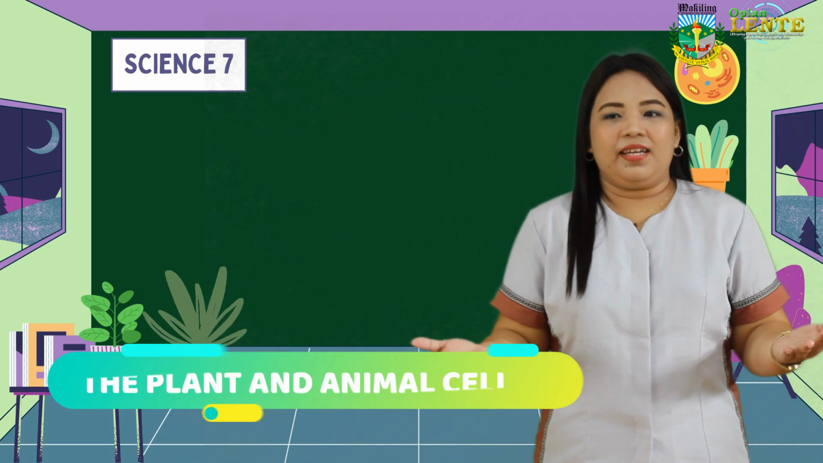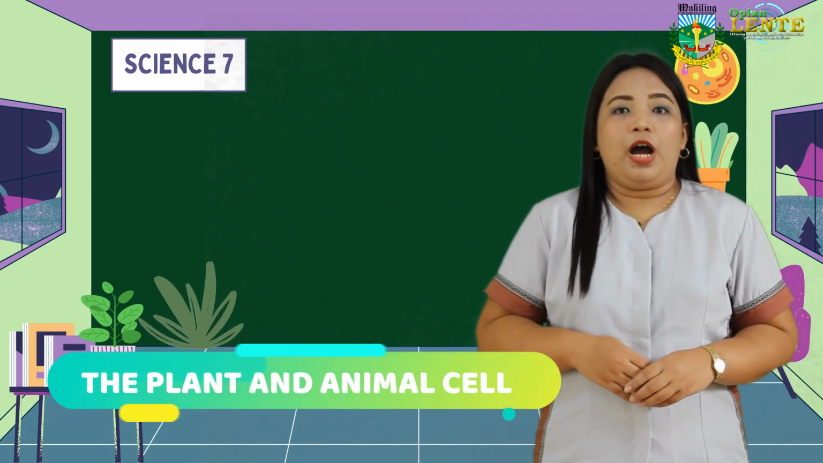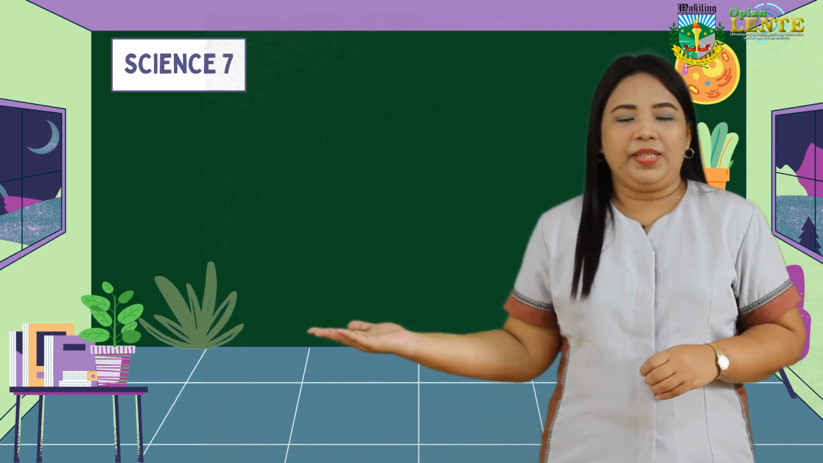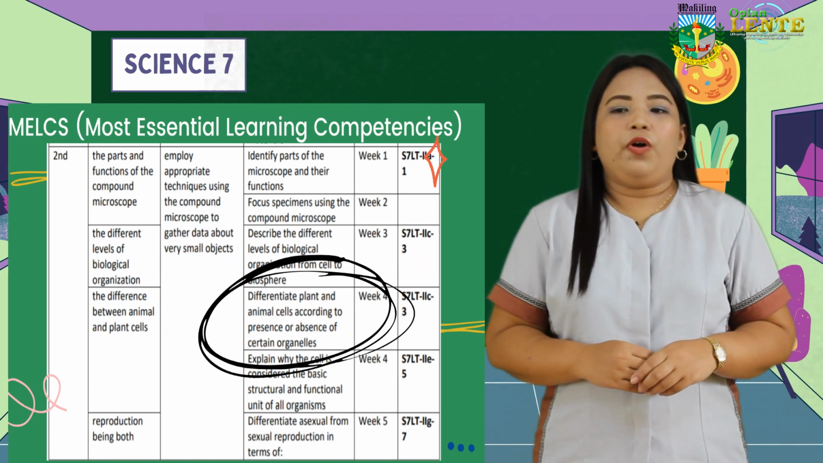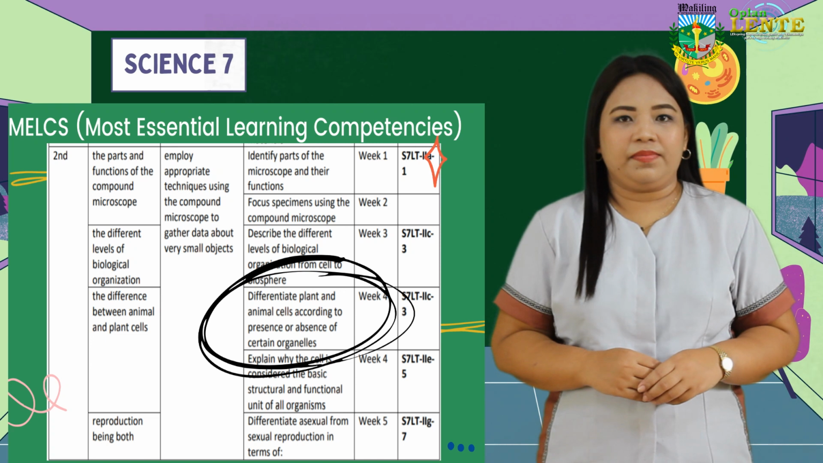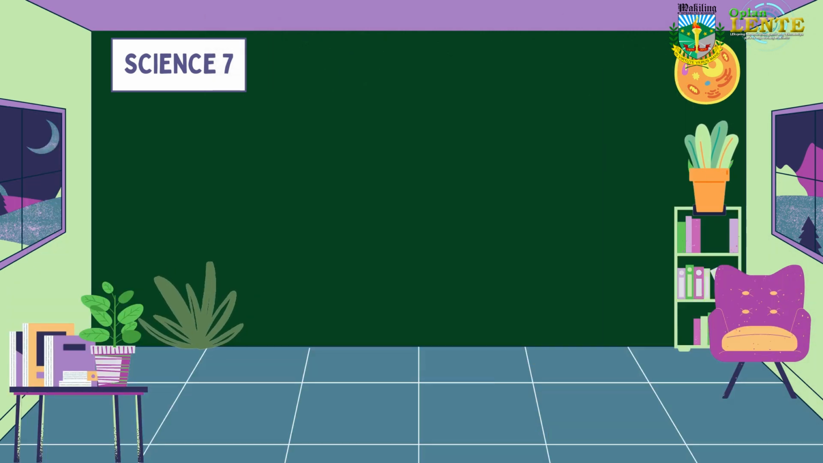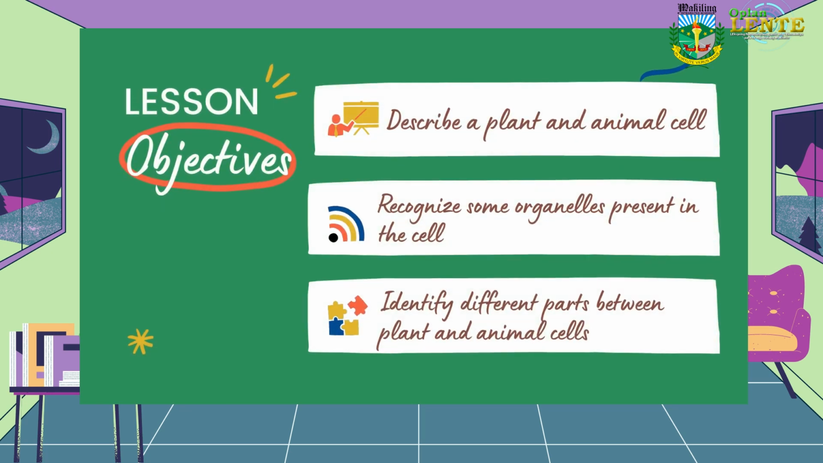For today's lesson, we will learn more about the plant and animal cells. For our most essential learning competency, differentiate plant and animal cells according to the presence or absence of certain organelles. At the end of this lesson, you are expected to describe a plant and animal cell, recognize some organelles present in the cell, identify different parts between plant and animal cells.